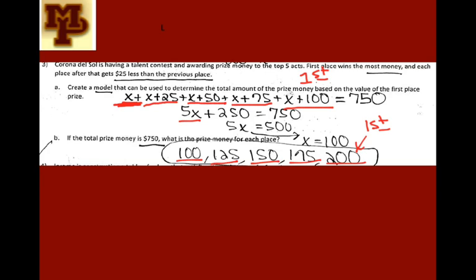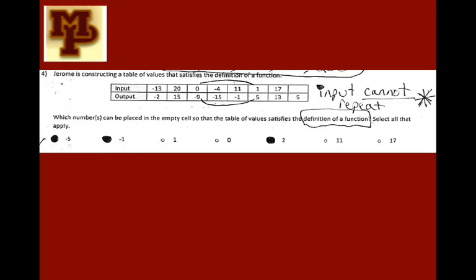But it asks for all of the places. Okay, Jerome is constructing a table of values to determine if it's a function. Remember, if it's a function, you cannot repeat the x's. Not allowed to repeat the x's.